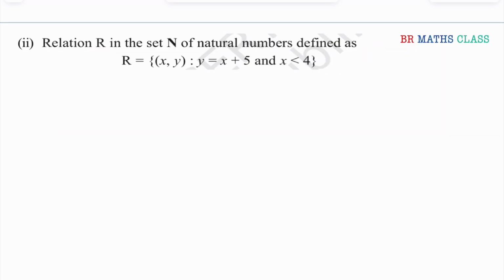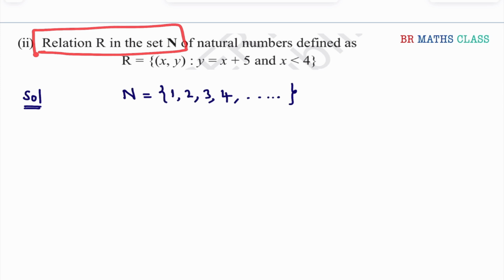Okay, you observe in this question they are saying that R is a relation in the set of all natural numbers. So R is a relation on the set of all natural numbers. As I said in the last problem, we need to observe 3 points. In that, the first point is which set the relation is on. In this question, the relation is on the set of natural numbers. So you know what natural numbers are: 1, 2, 3, 4 like that. All counting numbers are natural numbers. Okay, and they are saying R is a relation on the set N.